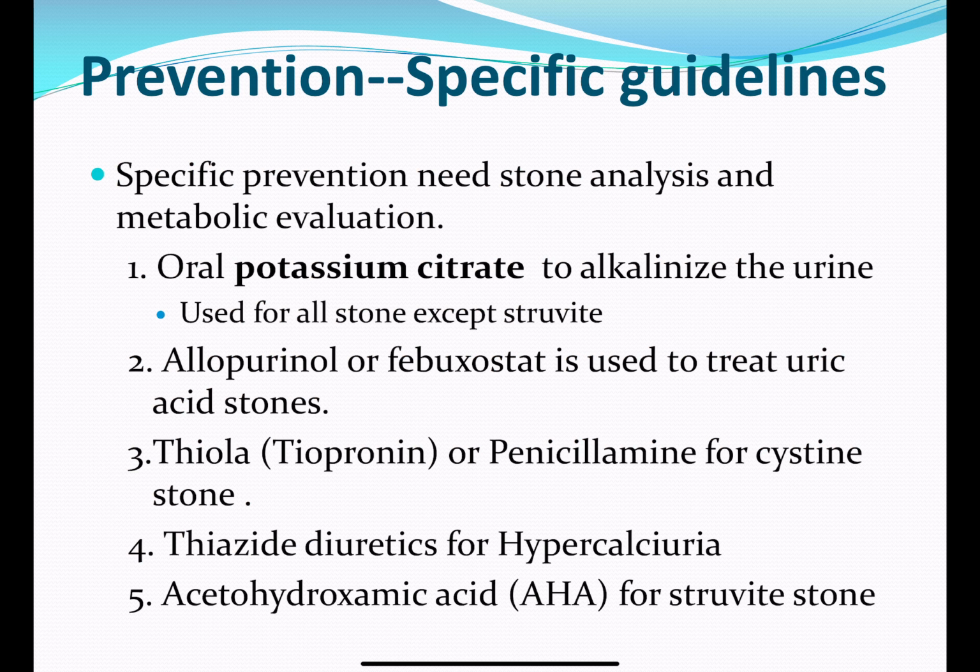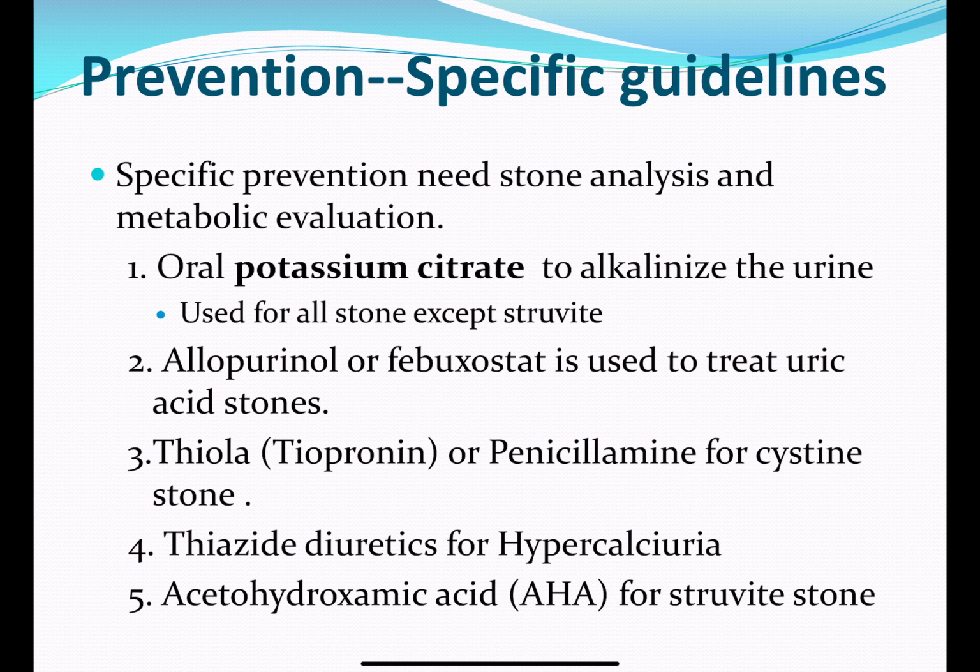For the cystine stone, which is not that common a stone, we can use tiopronin or penicillamine. What they do is they combine with these crystals of cystine and make them more soluble and help to excrete them through the urine. This drug can be used for cystine stone.